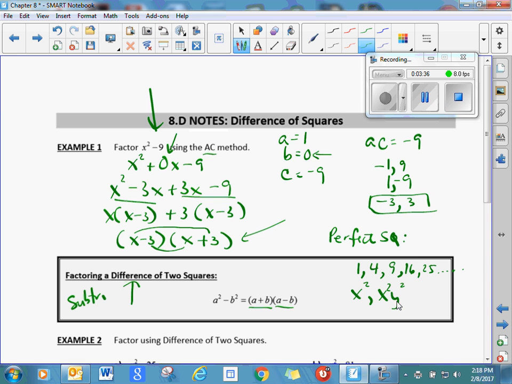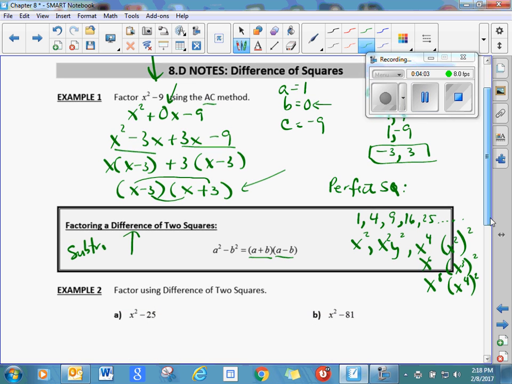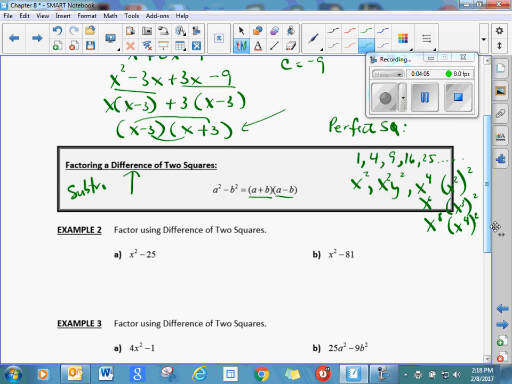That's y times y. X to the 4th is a perfect square because that's x squared, squared. X to the 6th is x cubed squared. X to the 8th is x to the 4th squared, on and on. So we're going to do a lot of factoring with these perfect squares. This is going to be a factoring pattern that you see quite a bit in algebra.